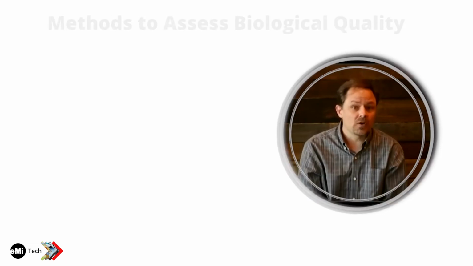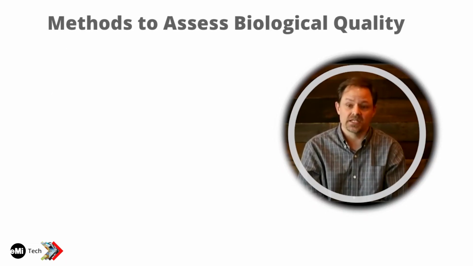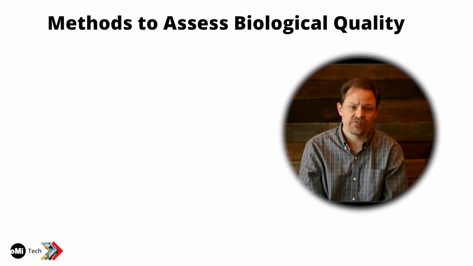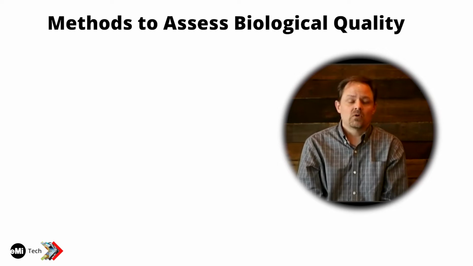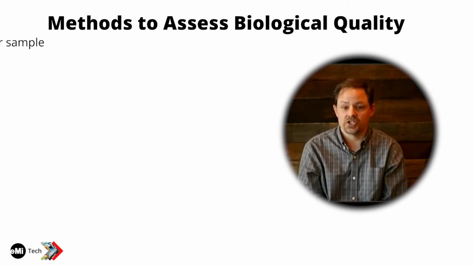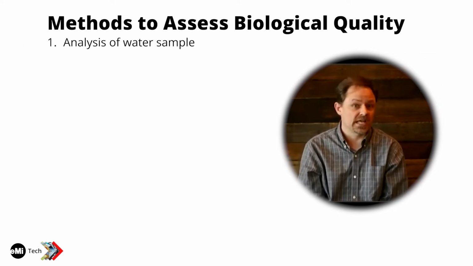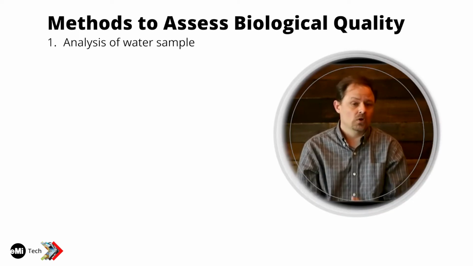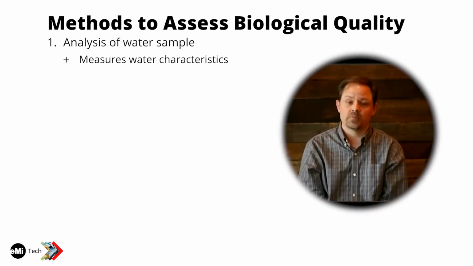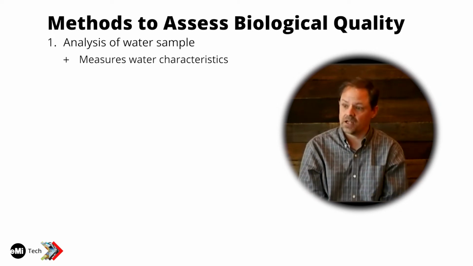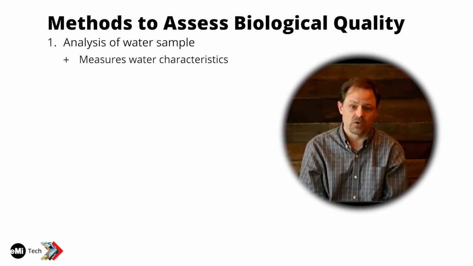Okay, so how can we go about assessing biological water quality? How do we assess that out in the field? Well, typically we use two strategies. The first one is just an analysis of a water sample. So the idea here is we're going to take one or more samples of the water. We're going to make measurements on that water sample to get direct assessments about the presence or absence of these indicators, or potentially the number of indicator organisms that are in the water.